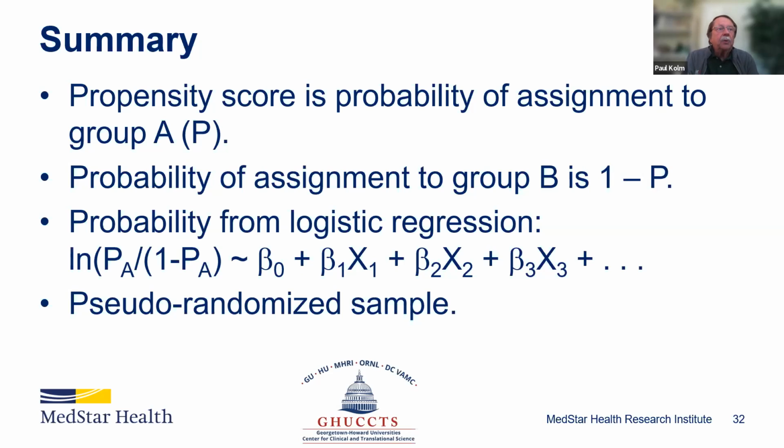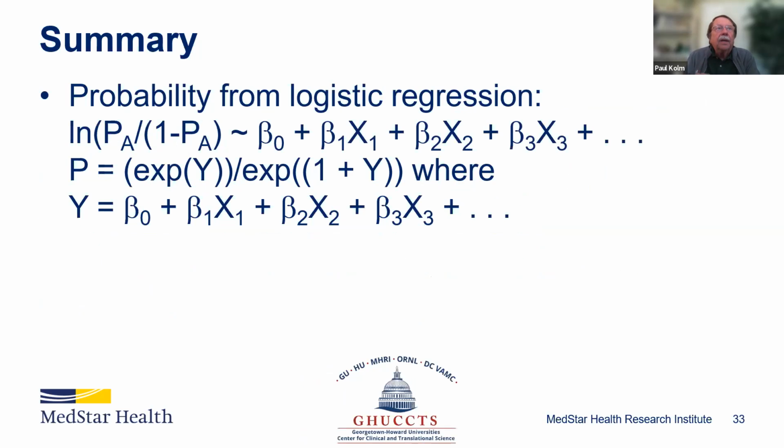And so, as I mentioned, we get a pseudo-randomized sample. And the probability we get from the logistic regression equation, where the probability is just the exponent of the regression equation divided by 1 plus the exponent of the regression equation.